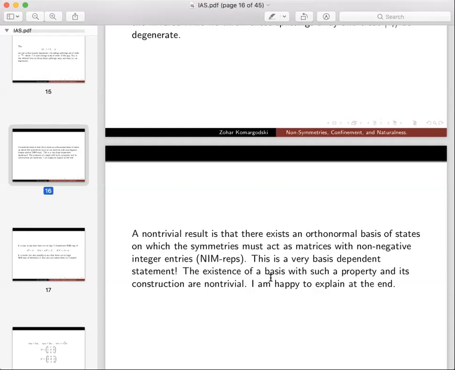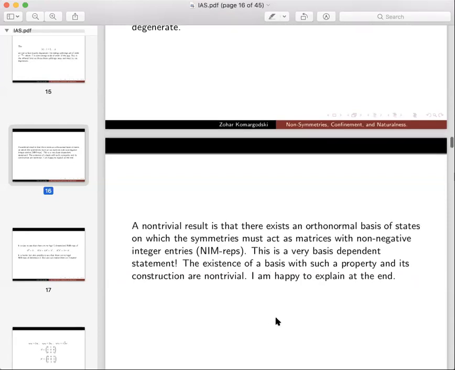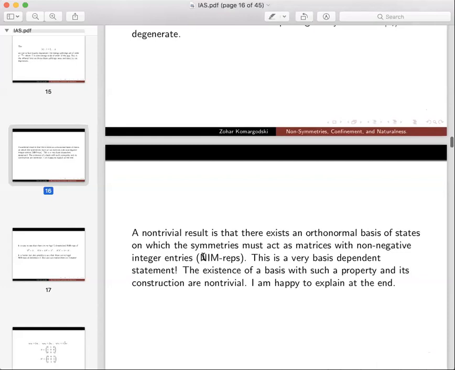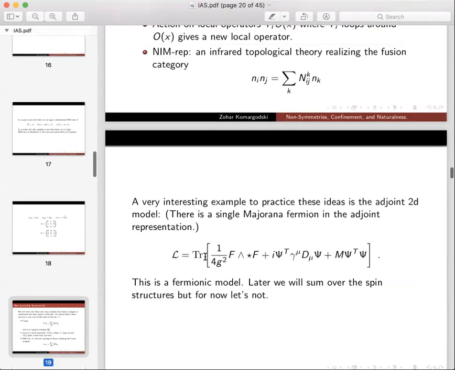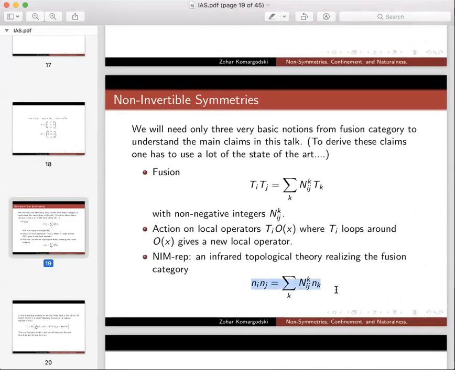And therefore, you're just counting the dimension of some defect Hilbert space on an interval. And that's got to be an integer. So a very important point here is that you must find this basis of good boundary states. Only there is it true that you're counting the dimension of something. So that's how you arrive at this notion of NIM-reps. And that's why mathematicians who work in this field are basically looking for solutions of these equations in integer valued matrices.